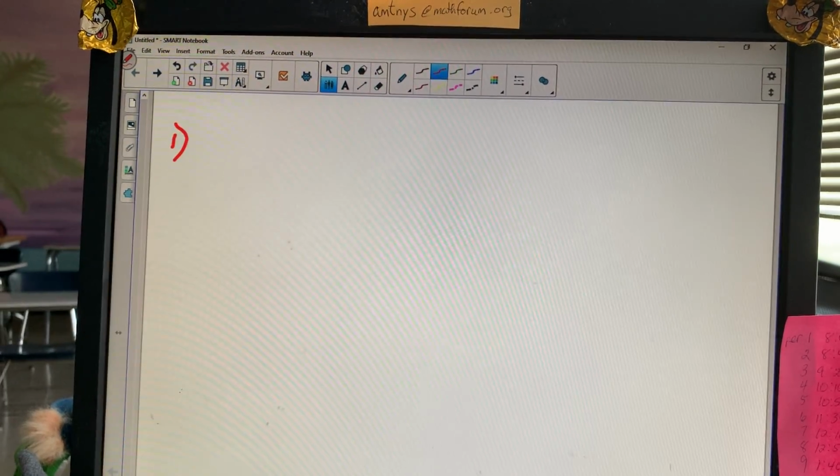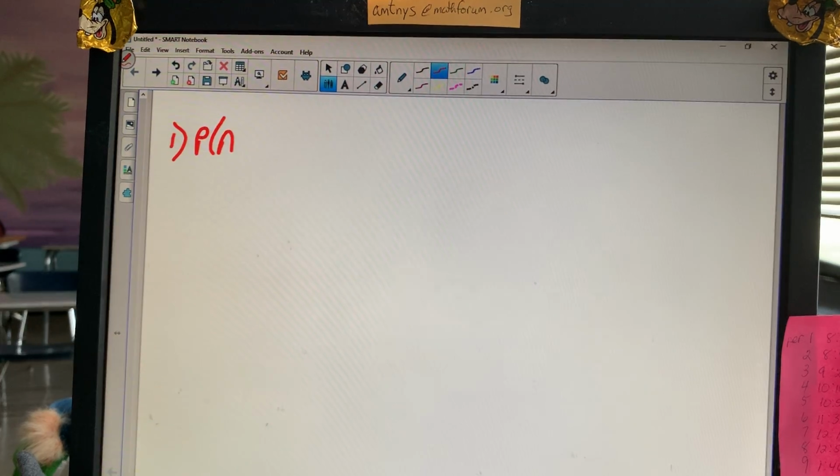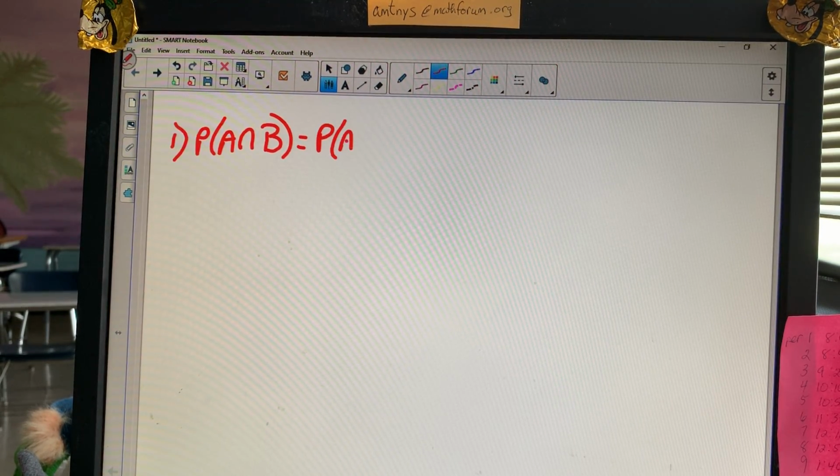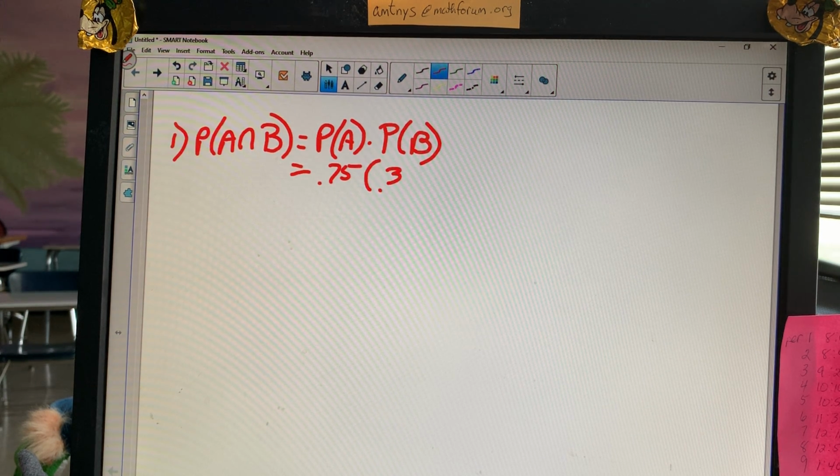Number 1. It wants you to find the probability of A and B. The probability of A and B means to multiply the probability of A times the probability of B. So we are just simply going to multiply 0.7 times 0.31, which gives us 0.2325.